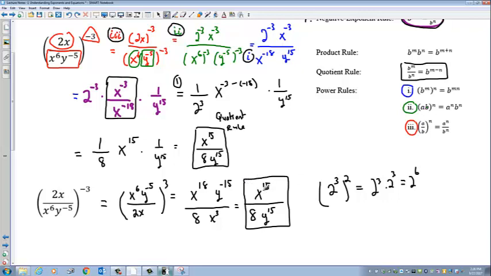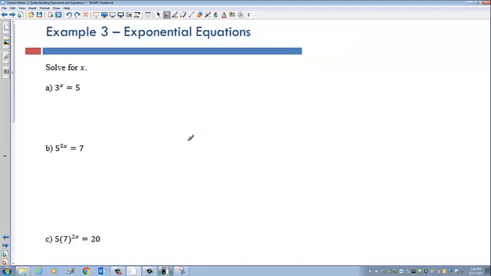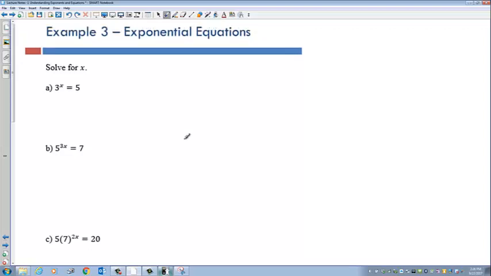All right, so let's take a look at the next thing we want to do. So we talked about the calculator. We've talked about properties of exponents. Remember, you don't have to memorize the properties of exponents, but you should know what they say, basically. And the last thing I want to talk about is solving exponential equations. So here are the examples we're going to do. All right, so we're going to do 5 examples, and they basically build on each other.